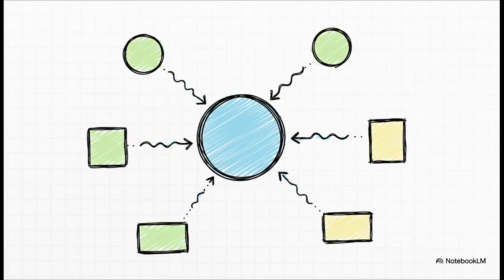The solution is the observer pattern. What it does is create this really clean subscription model. Other objects can subscribe to that central profile object. Then, whenever that profile changes, it automatically notifies all of its subscribers without even needing to know who or what they are. It's just a clean one-to-many communication channel.